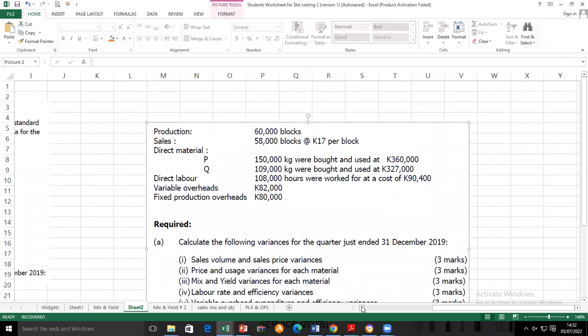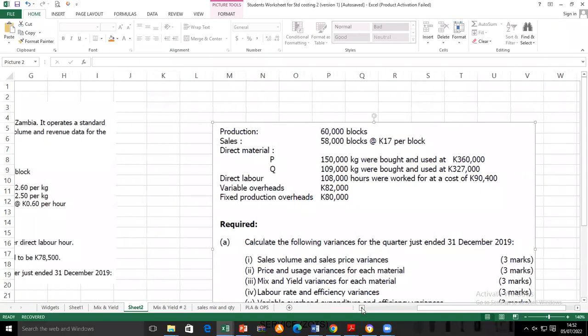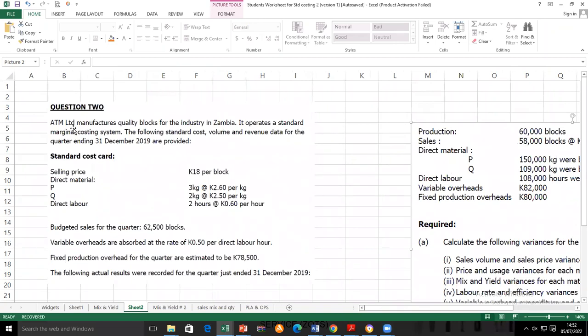Now the details are here. ATM Limited manufactures quite blocks for the industry in Zambia. It operates a standard marginal costing. The following standard cost card and revenue data for the quarter ended 31st December 2019 is here. Okay, variable overhead is there. Fixed overhead is there. Now, what can you see?